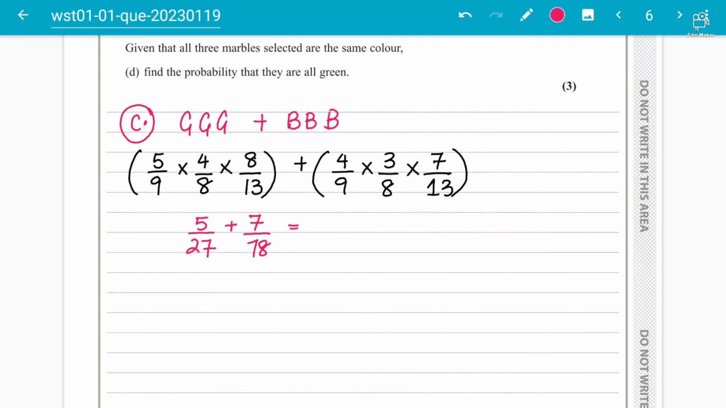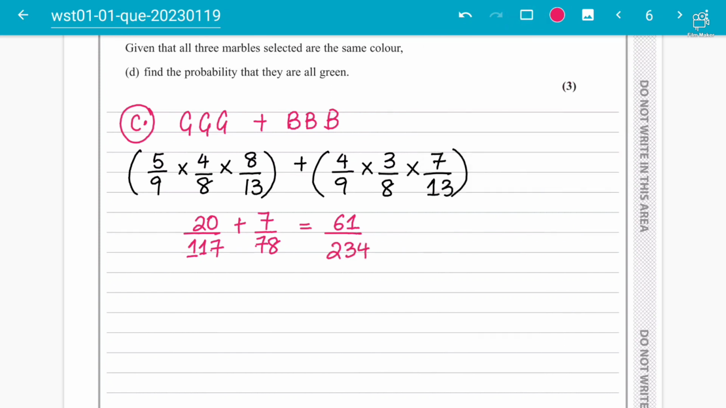5/9 into 4/8. Just let me check if there's any calculation error. So I'm getting this one as 5 into 9, 4/8 into 8/13 as 20 over, sorry, there's a calculation error, 20/117. I'm getting this one plus this one will be 4/9 into 3/8 into 7/13, okay? That is basically 7/78. So here we go, 20/117 plus 7/78. So 61/234, that's the correct answer, matching with the marking scheme as well. 61/234 is the final answer, okay, students?